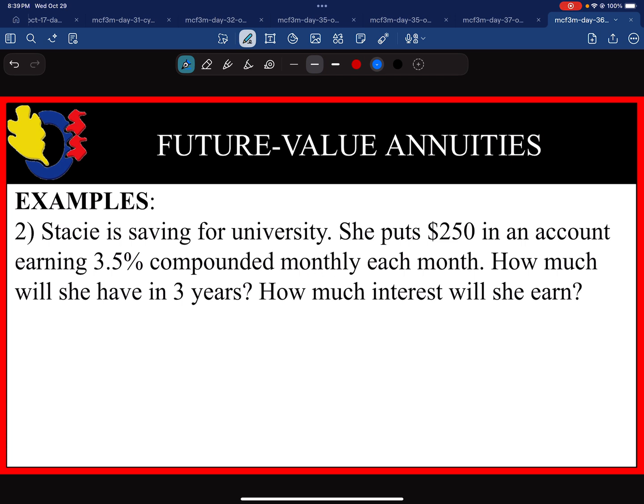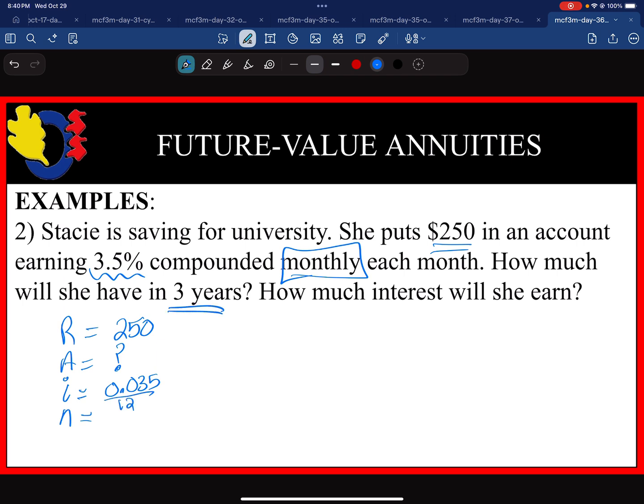Compounded monthly, $250 is the regular payment. The interest rate is 3.5%. R-A-I-N. So $250 is the regular payment. Amount is what we're looking for. Interest is 0.035 divided by 12 because the compounding period is monthly. And how much will she have in 3 years? So 3 times 12, which is 36.